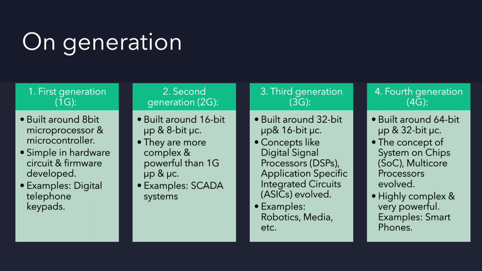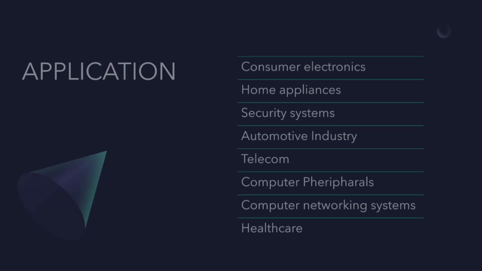For the third generation, they are built around a 32-bit microprocessor and a 16-bit microcontroller. Concepts like digital signal processors and application-specific integrated circuits evolved. The examples for the third generation are robotics, media, etc. The fourth generation is what the embedded systems we use today. They are built around a 64-bit microprocessor and a 32-bit microcontroller. The concepts of system on chips, or SoC, and multi-core processors evolved. Highly complex and very powerful. The examples are smartphones, fitness bands, etc.